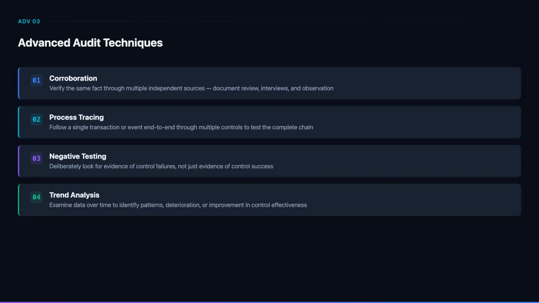Trend analysis examines control data over multiple periods to identify patterns. Are security incidents increasing or decreasing? Are access review exceptions growing? Is patch compliance improving? A single snapshot can look compliant while the trend reveals deterioration. Request data for the last 12 months and look for patterns that a point-in-time assessment would miss.